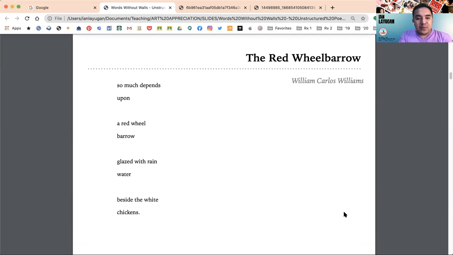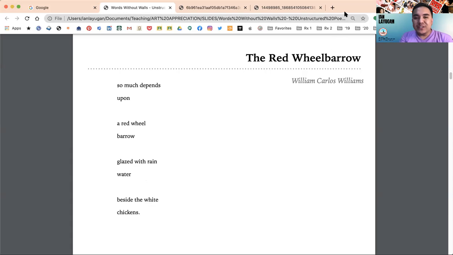I would like to start with one of the best imagist poems that ever existed. This one is by William Carlos Williams. It's entitled "The Red Wheelbarrow." It's a very simple poem of four stanzas. Each stanza has two lines. It reads, "So much depends upon a red wheelbarrow glazed with rainwater beside the white chickens."